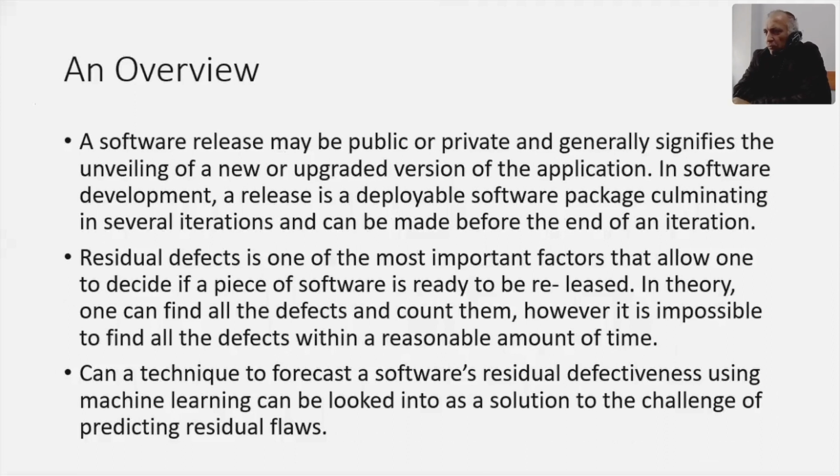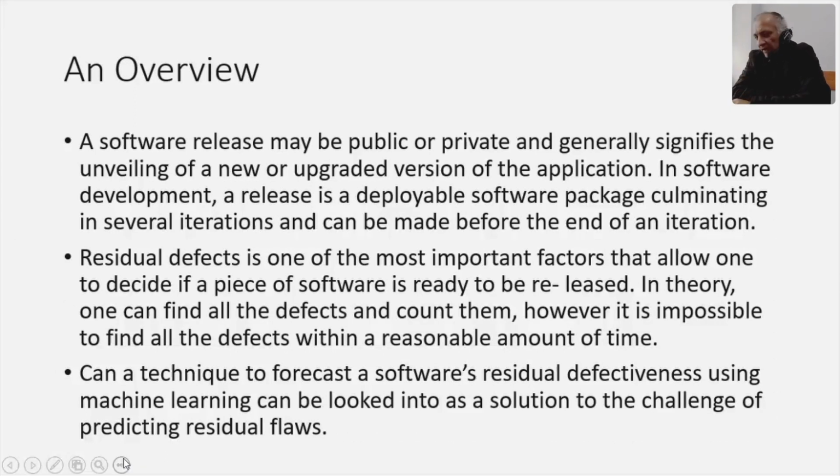Residual defects are one of the most important factors that allow one to decide if a piece of software is ready to be released. In theory, we can find all the defects and count them. However, it is impossible to find all the defects within a reasonable amount of time. This can be due to the variety of errors that exist or may exist in the software development or in the process of analyzing the release. Can a technique to forecast software residual defectiveness using machine learning be looked into as a solution to the challenge of predicting residual flaws? This is what the paper proposes.